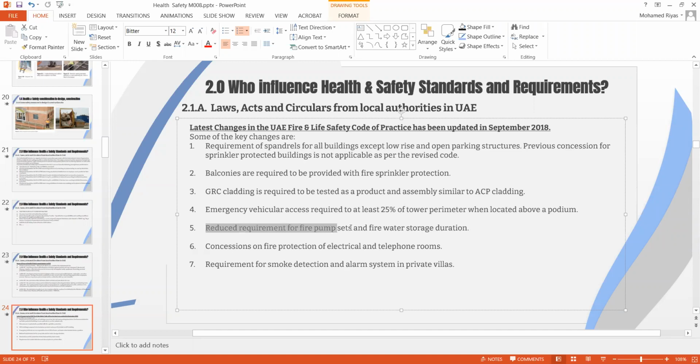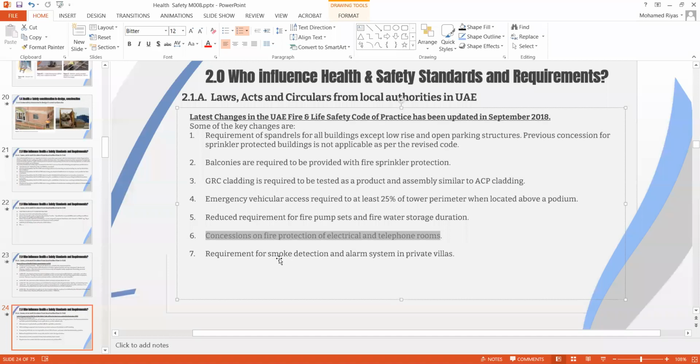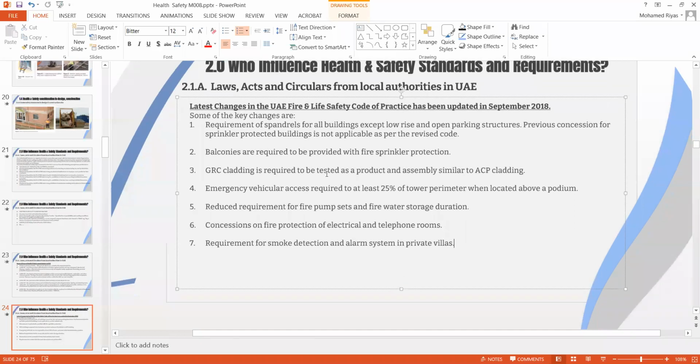There are also reduced requirements for fire pump sets, and the fire water storage duration has been reduced. There is a concession on fire protection of electrical and telephone rooms, and a requirement for smoke detection and alarm systems even in private villas. Usually in private villas they didn't recommend it, but now as a new legislation, they need to have smoke detection and fire alarm in private villas too. So these are a few changes in the UAE Fire and Life Safety Code of Practice.